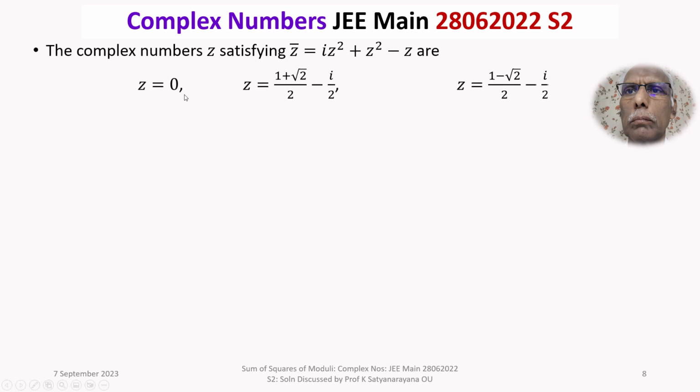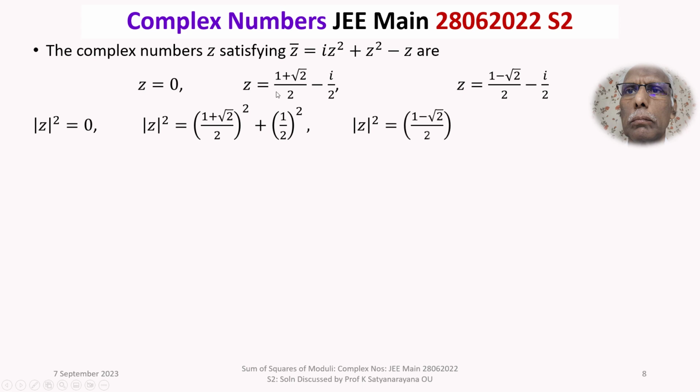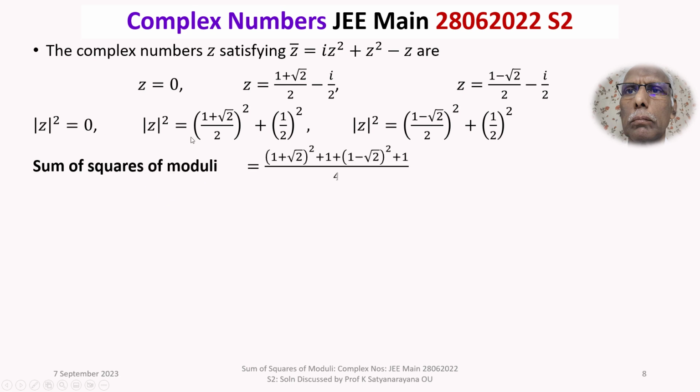Agreed. We got z is equal to 0, then the second and the third solution. Now mod z square is 0 obviously, and for the second, mod z square is equal to the real part square, 1 plus root 2 by 2 whole square, plus minus 1 by 2 whole square, that is same as 1 by 2 square. And for the third solution, mod z square is equal to 1 minus root 2 by 2 whole square plus 1 by 2 whole square. Now take the sum of the squares of the moduli, and anyway the first one is 0.